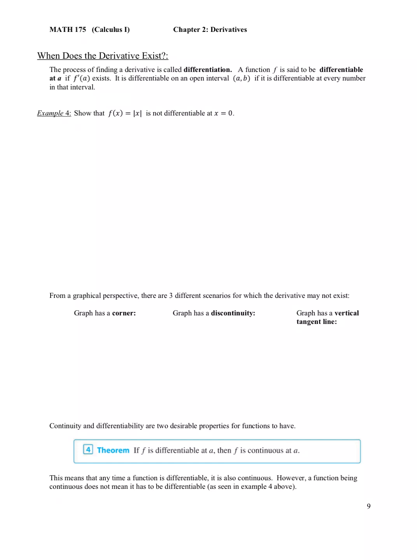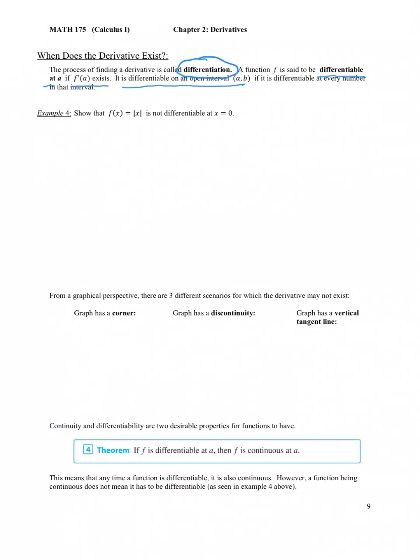Hello, this is part of chapter 2.2, example 4, and you'll see we're asked, when does the derivative exist? The process of finding the derivative is called differentiation, and a function is said to be differentiable at a if the derivative exists at a. It is differentiable on an open interval if it's differentiable at every number in that interval. So let's take a look at example 4, and let's explain why this example is not differentiable.